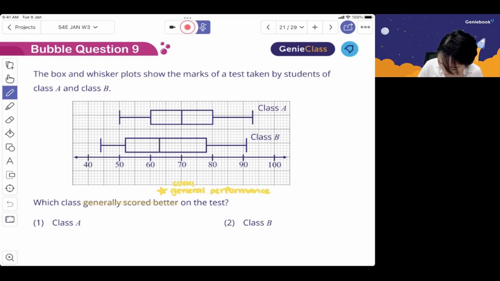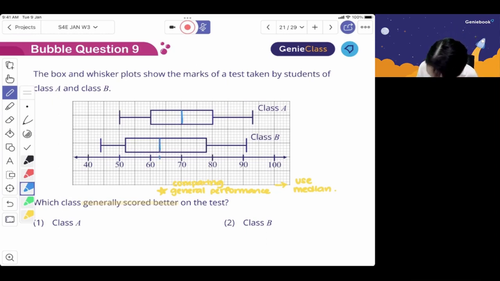We are comparing the general performance. So what will we use to measure the general performance? To compare general performance, we use our median. What is the median for class A? What is the median for class B? The class A median is 70. The median in class B will be 63.